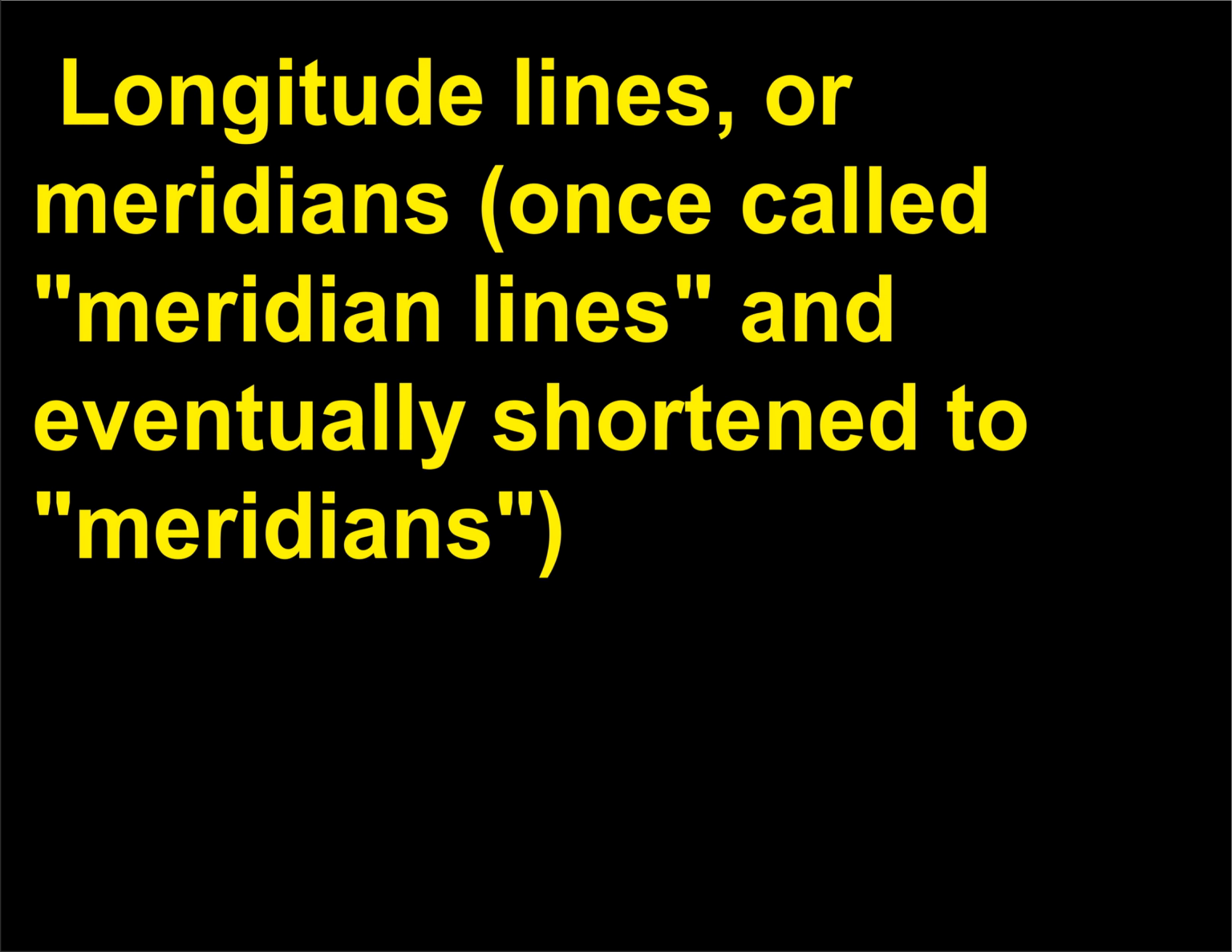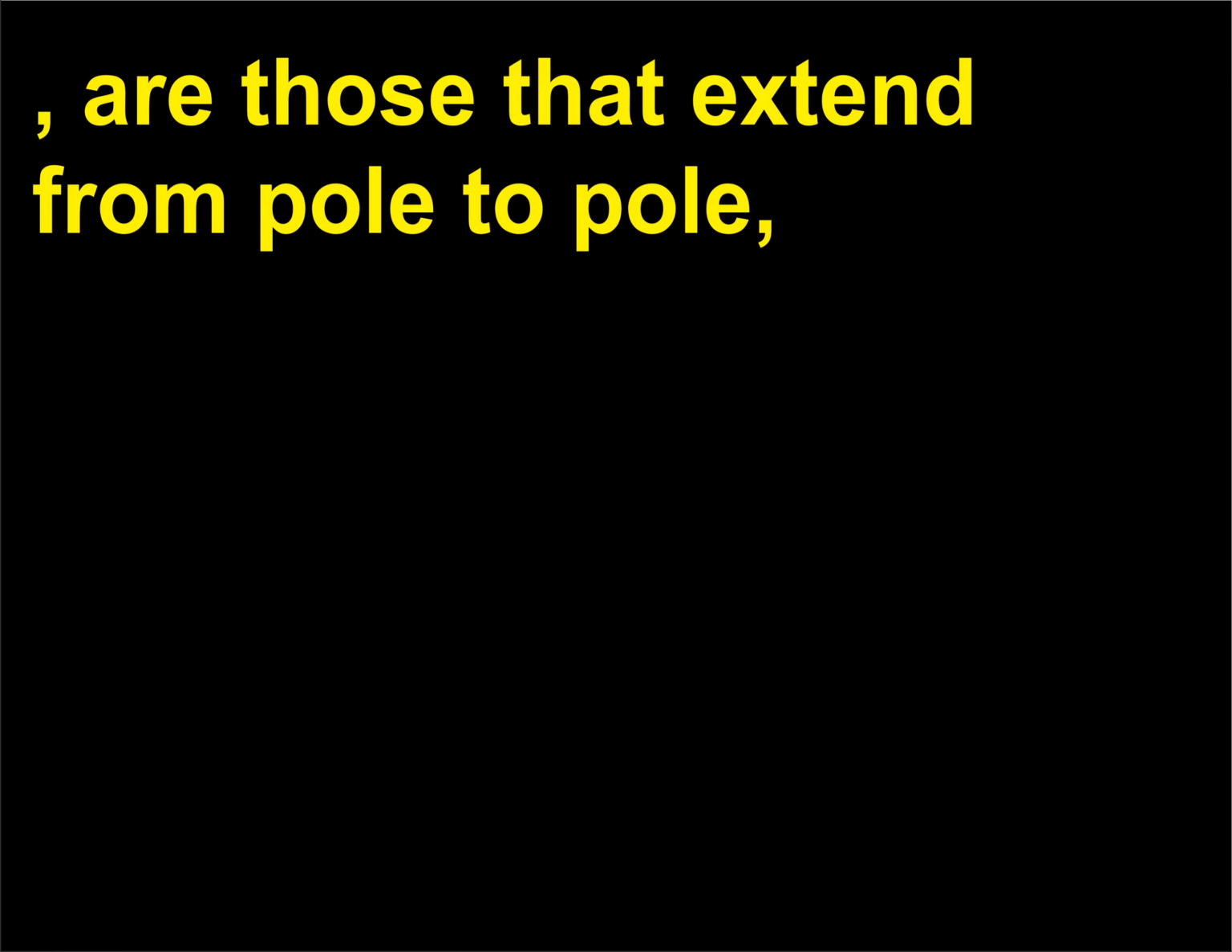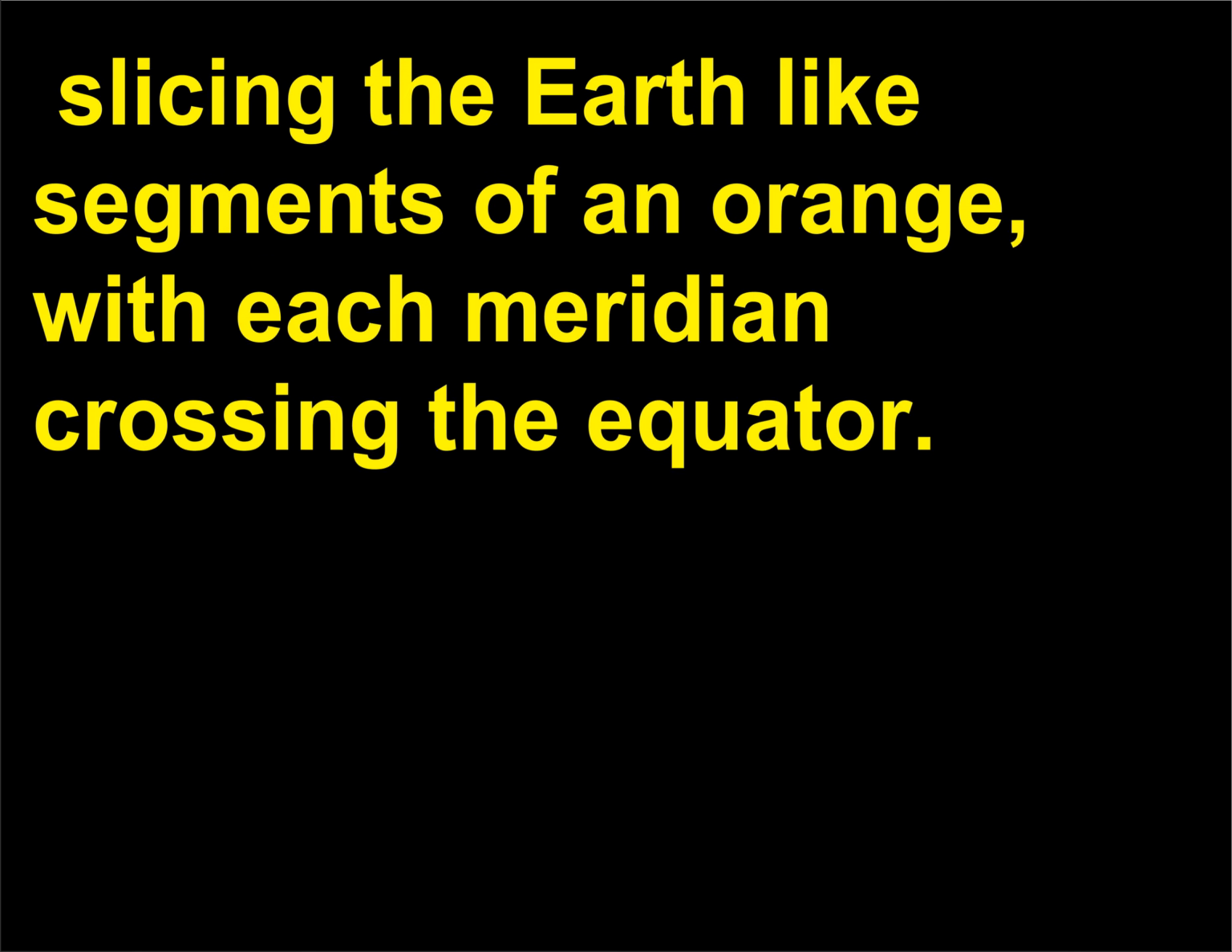Longitude lines, or meridians, once called meridian lines and eventually shortened to meridians, are those that extend from pole to pole, slicing the Earth like segments of an orange, with each meridian crossing the equator.